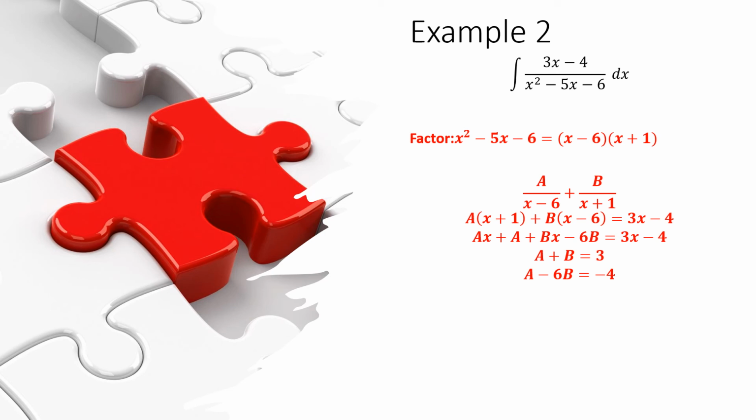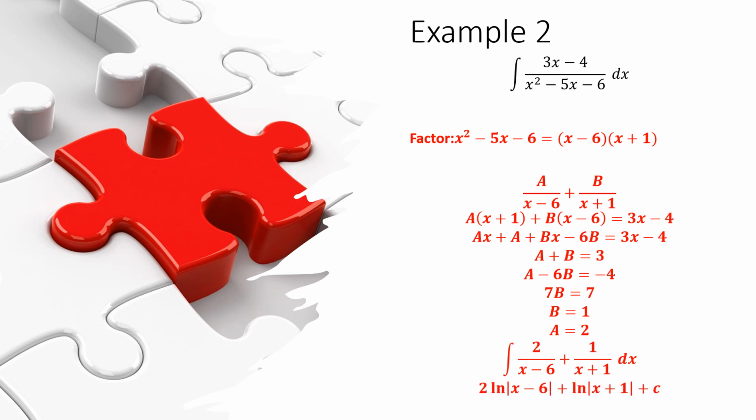All right, so then probably the easiest way to do this is just to subtract the two equations to cancel out my A's. So when I subtract the two equations, I get 7B equals 7, or B equals 1. Now, if B equals 1, then A must equal 2, because the first equation we had was A plus B equals 3. All right, so that gives us the integral of 2 over x minus 6 plus 1 over x plus 1 dx. And then I can integrate that, and I get 2 ln|x minus 6| plus 1 ln|x plus 1| plus c.